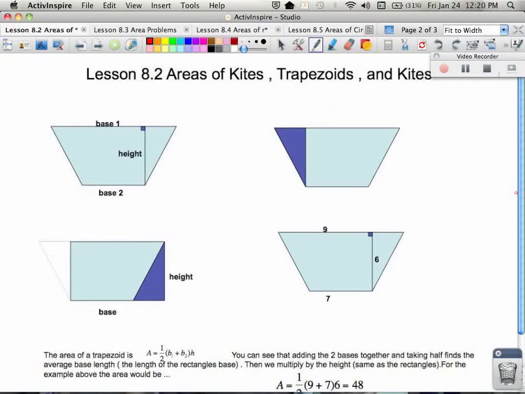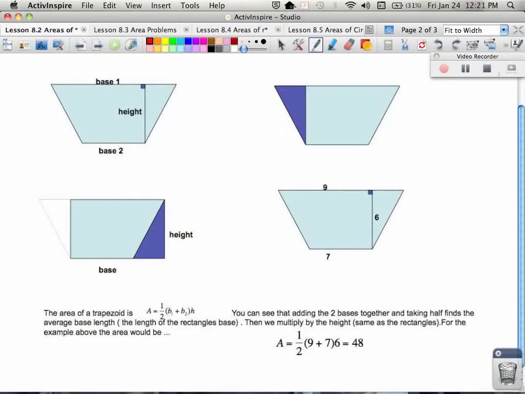In trapezoids, for similar reasons that are kind of explained in the diagram up above, they came up with another formula. And so the formula that they came up with, and I'm not going to go through the proof on this one, but the formula they came up with looks like this. The area of a trapezoid is equal to base 1 plus base 2 times the height, all of that divided by 2.